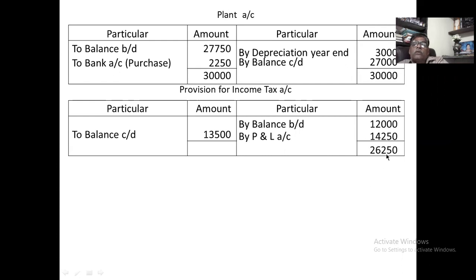You take the total 26,250. Difference is 12,750. 12,750 is the difference. This is called as tax paid.